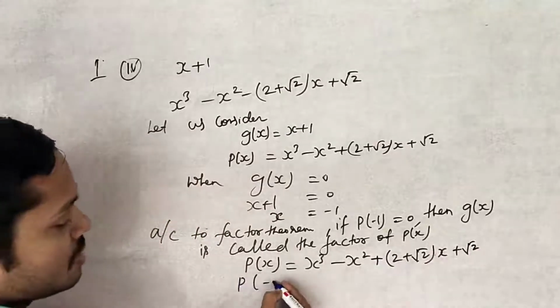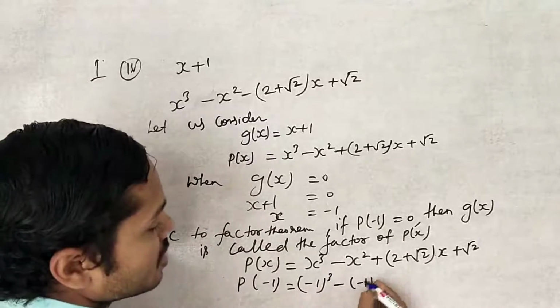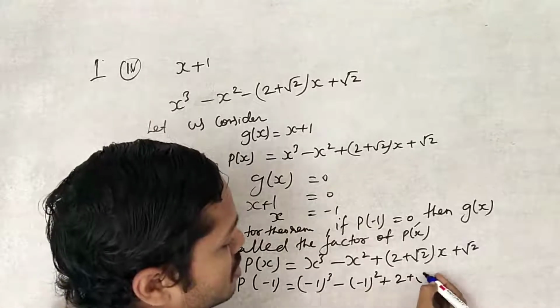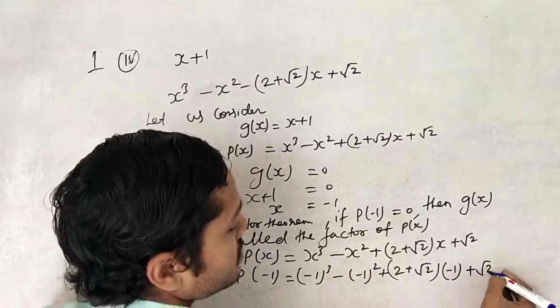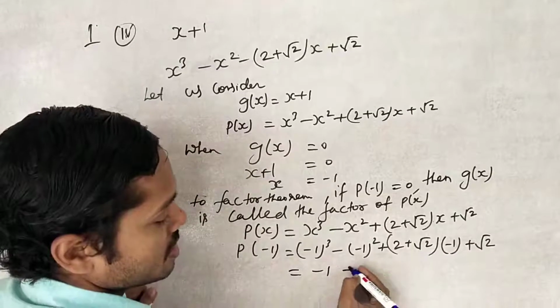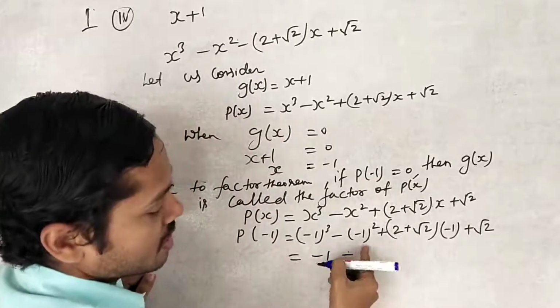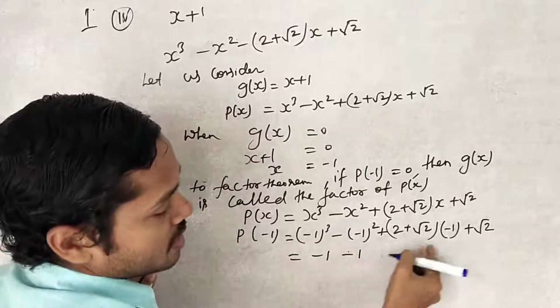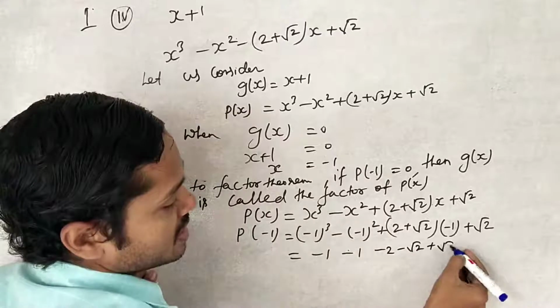So we are finding out p(-1): (-1) whole cube minus (-1) square plus (2 plus root 2) into (-1) plus root 2. Now look at it, minus 1 there plus 1 here. Multiply the minus 1 by minus 2 minus root 2, plus root 2. Look at that, I am repeating it.